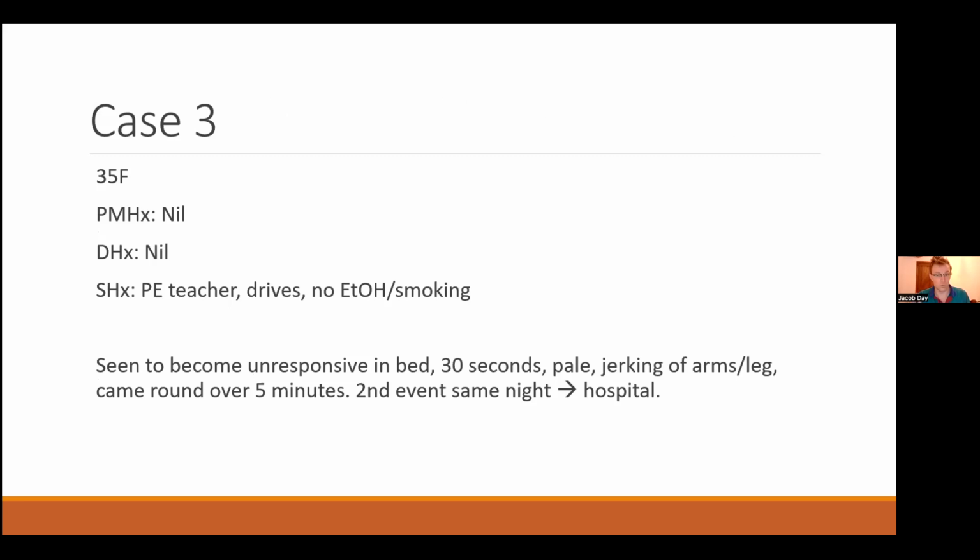And then final case, someone who got admitted to hospital, so ended up on the medical assessment unit, a 35-year-old lady, a PE teacher, no medicines, nothing else. Her partner had seen her in bed the night before, just suddenly become unresponsive. She actually looked like she lost consciousness. She was pale, she had jerking of the arms and legs, and this all lasted maybe 30 seconds or certainly less than a minute. And she came round, not immediately, but pretty quickly over 5 minutes. And she then had another event, and that's when they thought, yeah, we need to get to hospital.